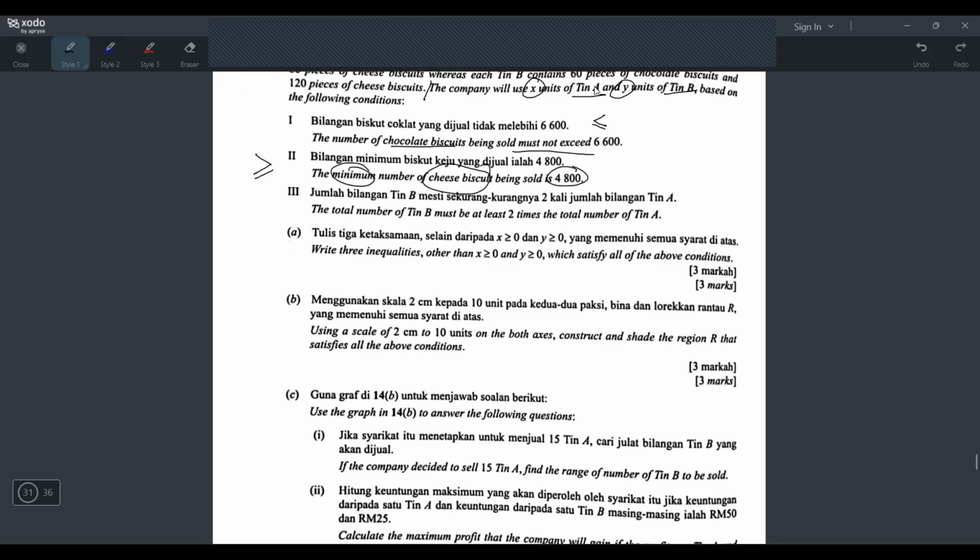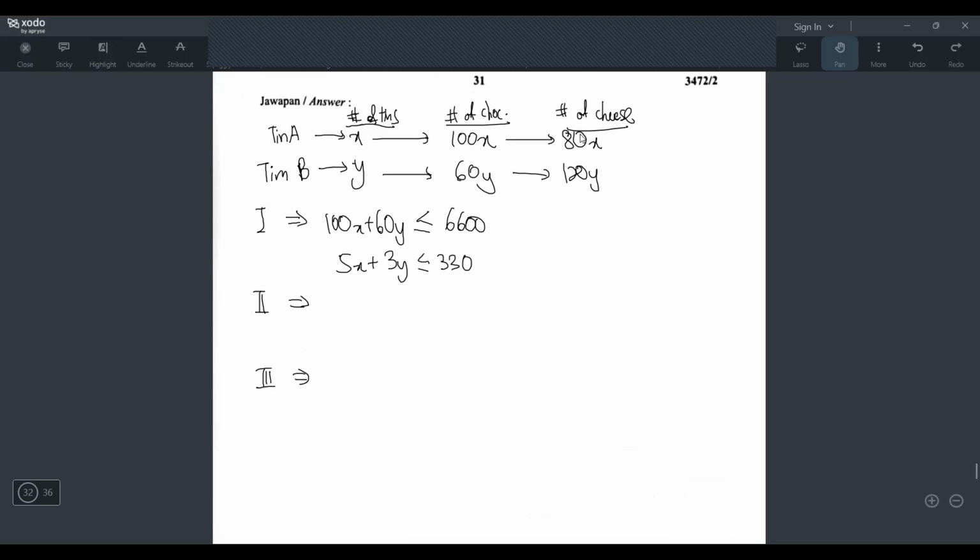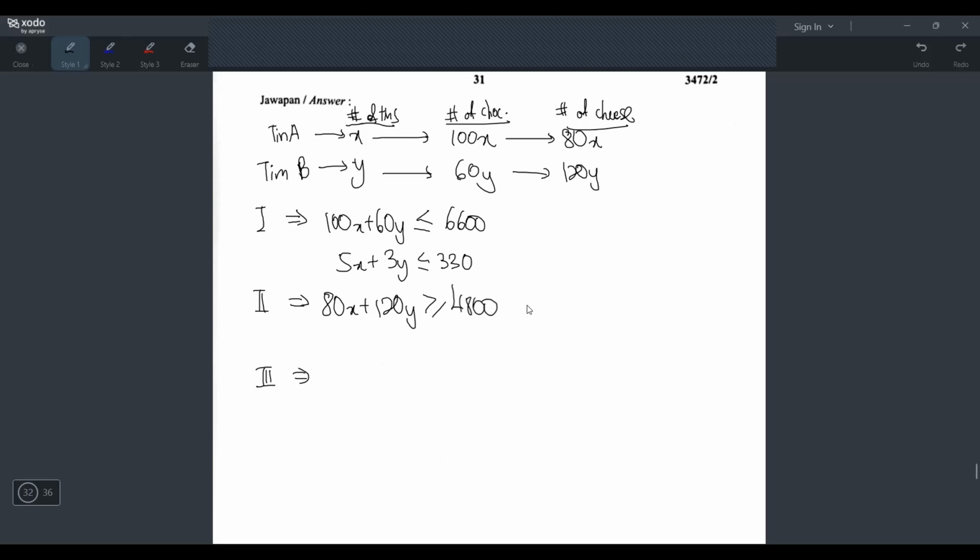And they never mention tin A or tin B, right? Means take the total. So the total number of cheese biscuit have to be more than or equal to 4,800. So what is the total number of cheese biscuit? It will be 80X plus 120Y. Okay, and it has to be more than or equal because it's minimum, right? And how much just now? 4,800. So yeah, that's all. Okay, if possible, simplify. So all these numbers can divide 20 also, I think. Actually divide 40. Yeah. So 80 divide 40, 2x, 120 divide 40, I think it's 3y. And then 4800 divide 40. Let me press. 120. Yeah. So this is my second inequality.